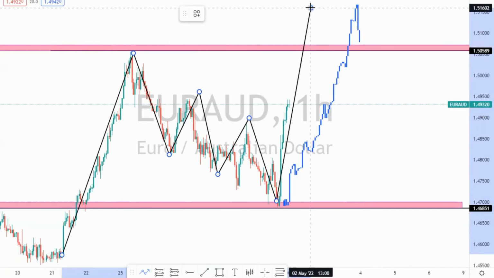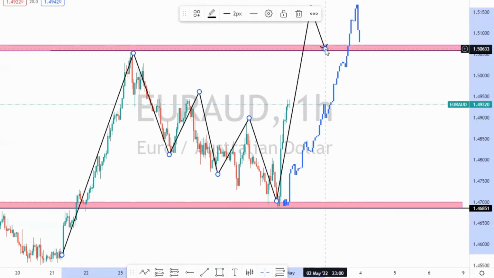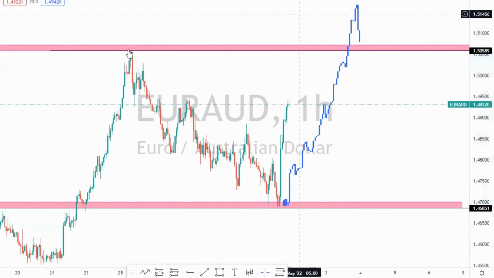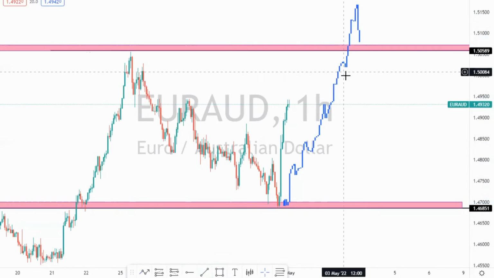So after breaking this high, there could be a possibility of retesting, but that's only if we break this high. If we don't, then you should expect a rejection.